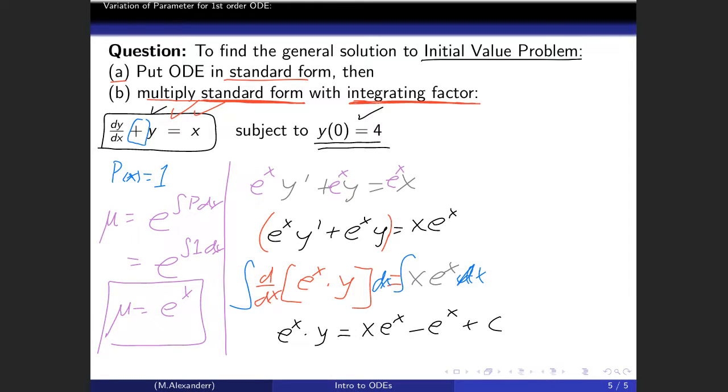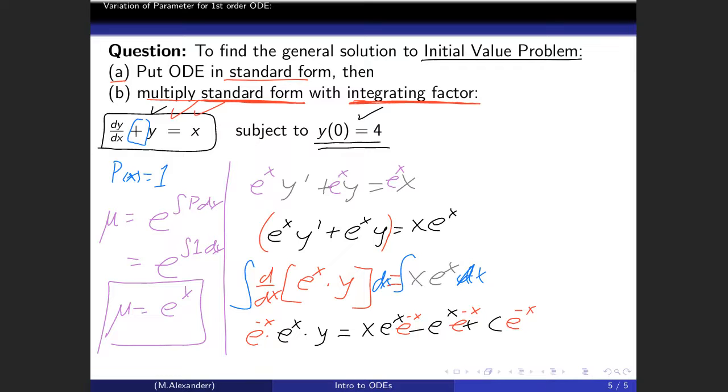So now what do we do? Okay. So now we want to get the y by itself, and so all we need to do is divide by e to the x. That is what we do. But another way to think about it is we multiply by e to the negative x everywhere.